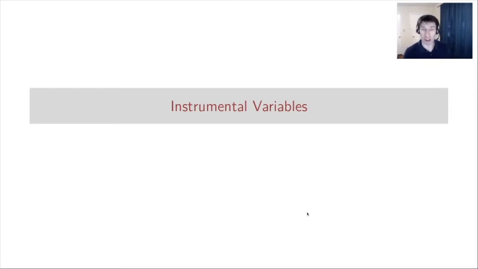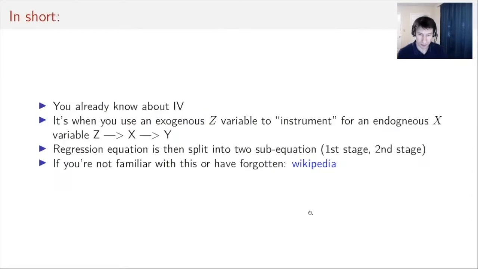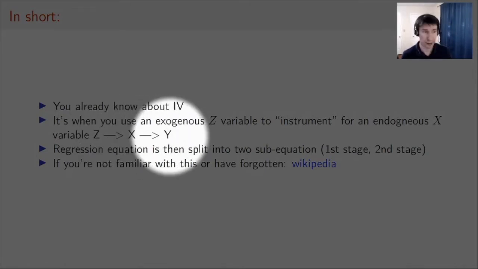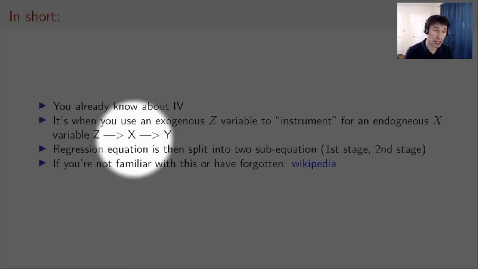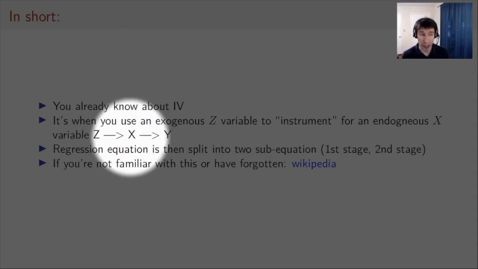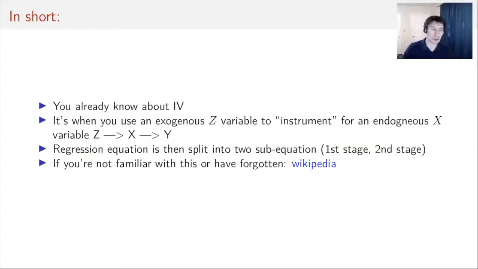Alright, so instrumental variables. You know a lot about those already, so we're going to go fairly quickly over them, but I want to make sure that I hit a few points. So in short, instrumental variables are when you use an exogenous z variable to instrument, quote unquote, for an endogenous x variable. So you have z that affects x that affects y. But the relationship between x and y is fraught with endogeneity, and so you use z as an instrument for x. And so the regression you run in those cases is in essence split into 2 sub-equations.